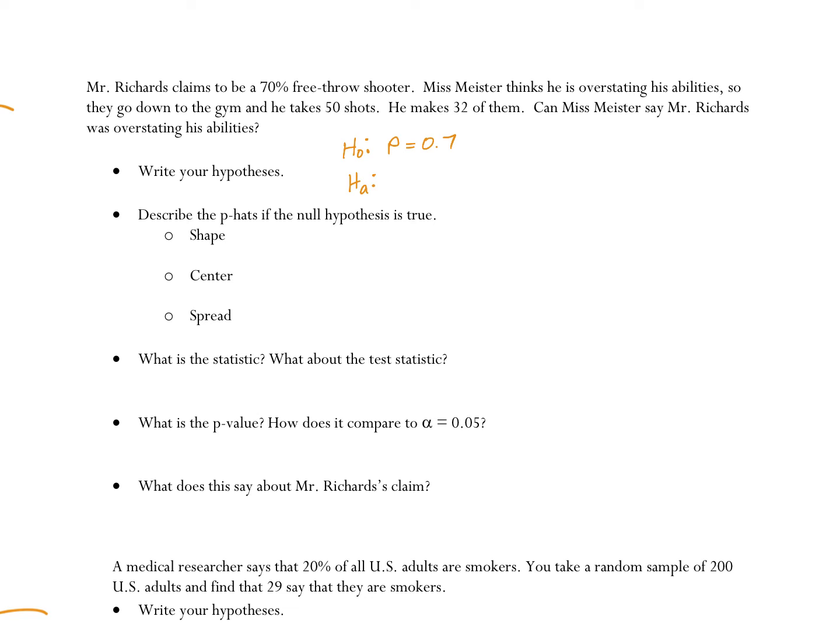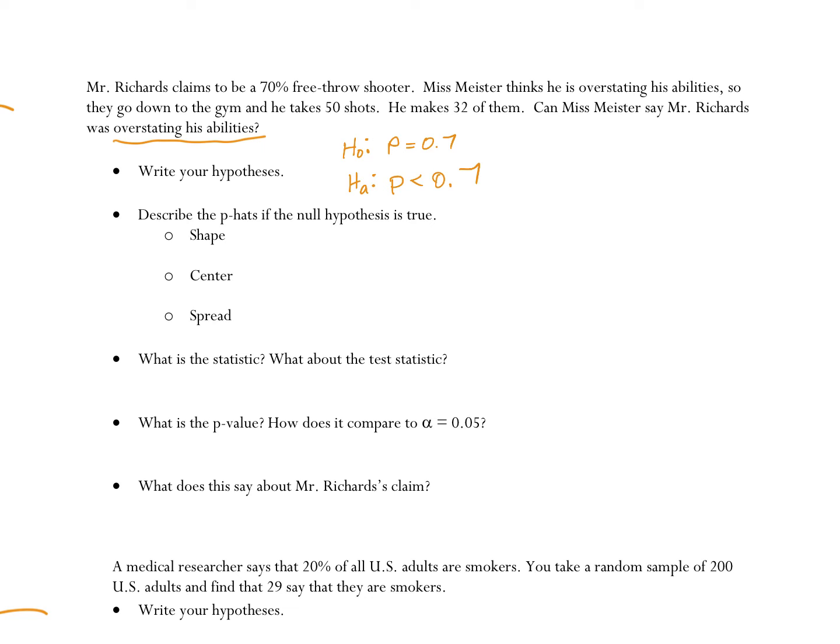My alternative hypothesis is what we're hoping to find evidence of. So if I think he is overstating his abilities, do I think his overall success rate is lower or higher than 0.7? Lower. So my alternative hypothesis is going to be that p is less than 0.7. How are we feeling about writing hypotheses? Does this feel okay?